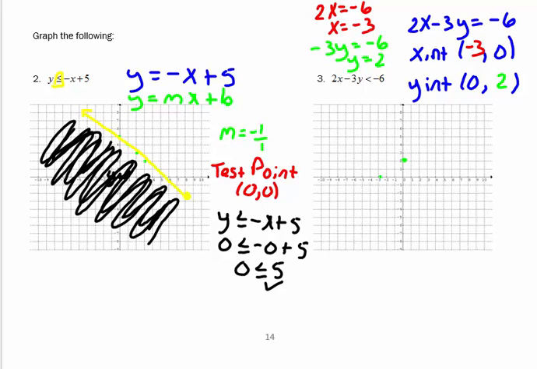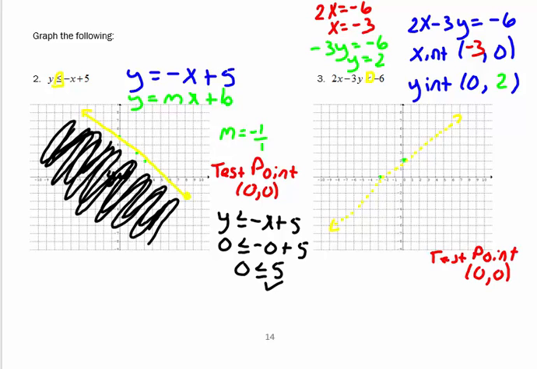We'll then need to decide, is it a solid or dotted line? Looking at the original inequality, I see that that has to be strictly less than. So I need to draw a dotted line through those 2 points. Next, I need to choose a test point. Again, since my graph did not go through 0, 0, I'm going to choose a test point 0, 0.